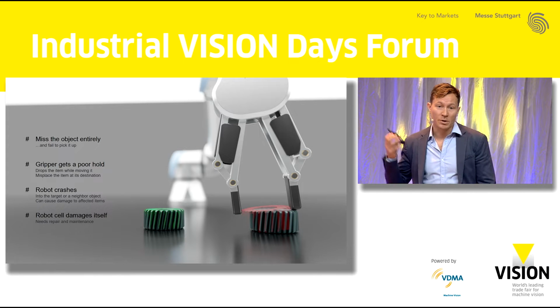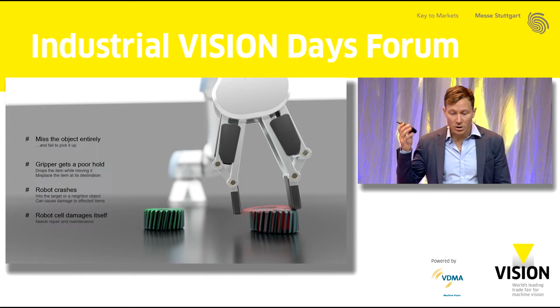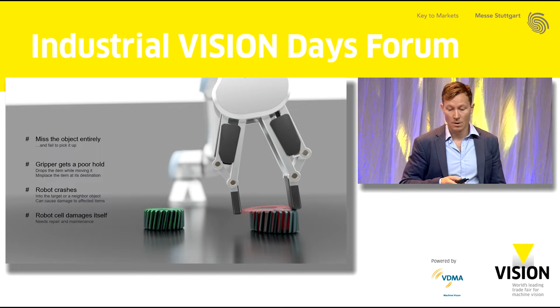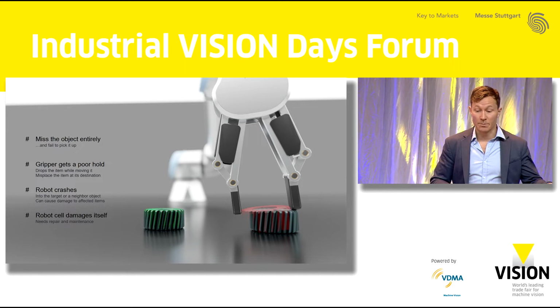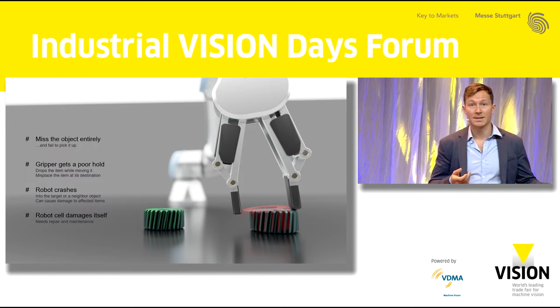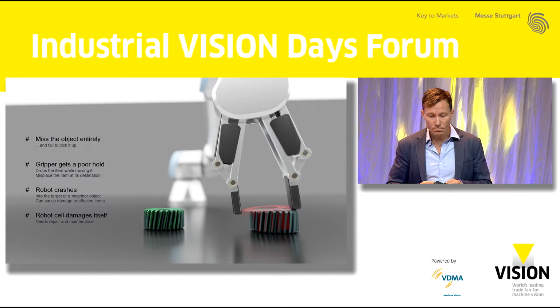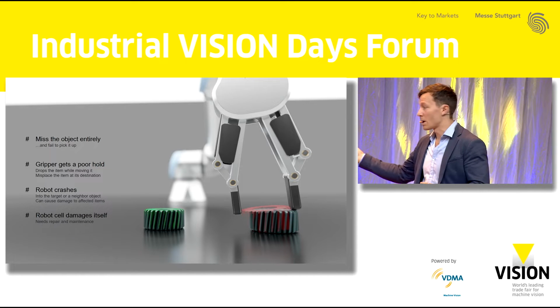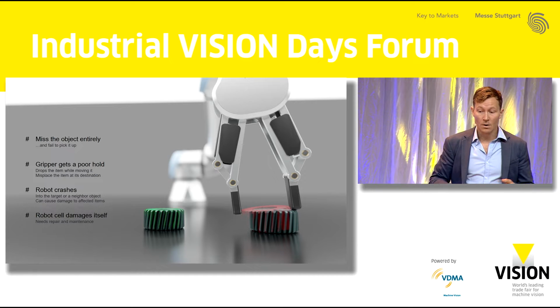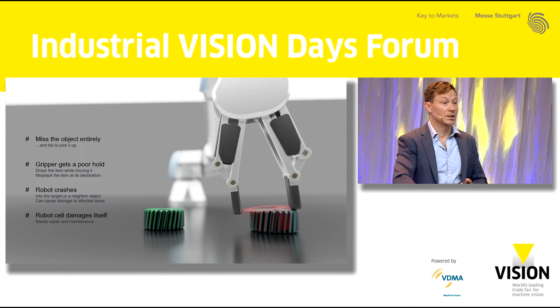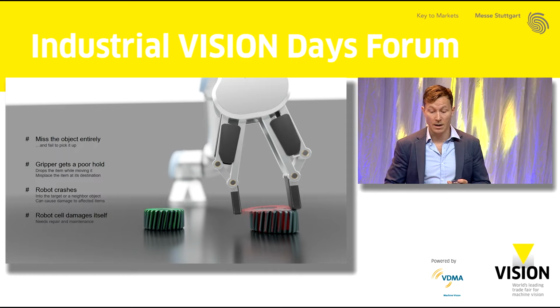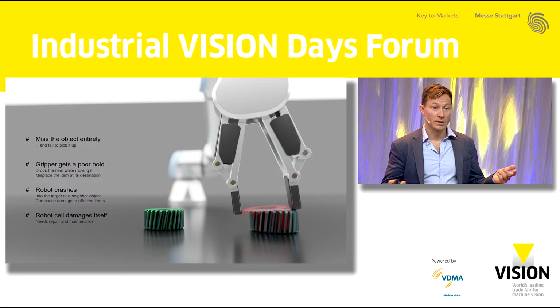So what might happen if your system lacks trueness? The simplest one is that you might miss picking the object entirely. The robot approaches, but it never really hits the object. Next is that the gripper gets a poor hold and tries to move it around. You lose it halfway there, or maybe you misplace it at your destination. A little bit more severe is that the robot might crash into the object and destroy it, or maybe a neighbor item. Or the robot might even collide and destroy itself.